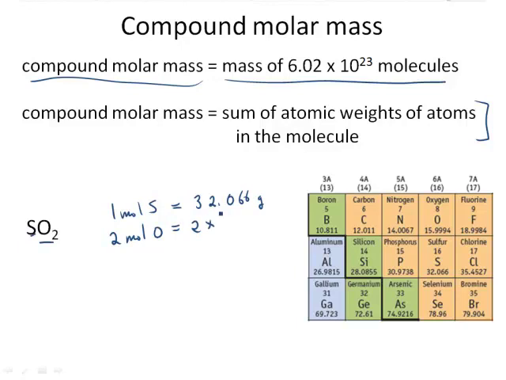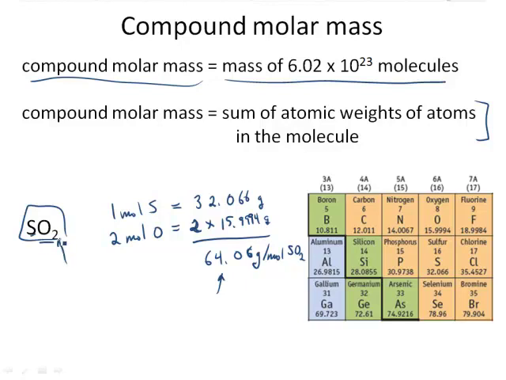Oxygen is going to be 2 times 15.9994 grams. And when we do that out, we come out with 64.06 grams per mole of SO2. So the molar mass of SO2 is 64.06 grams per mole. And we do that by adding up the numbers.